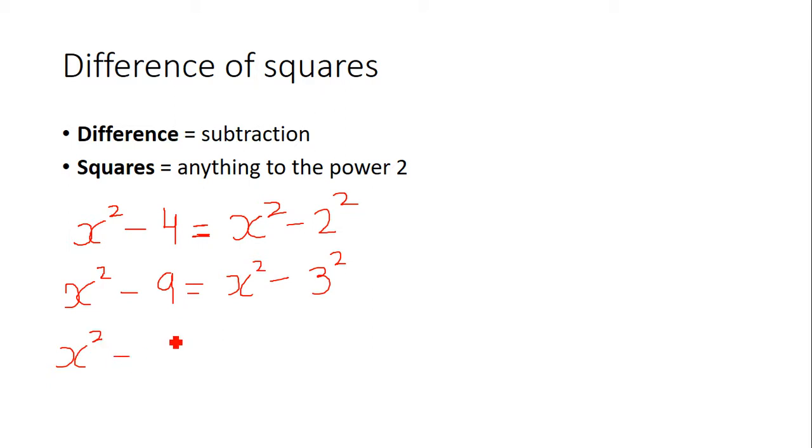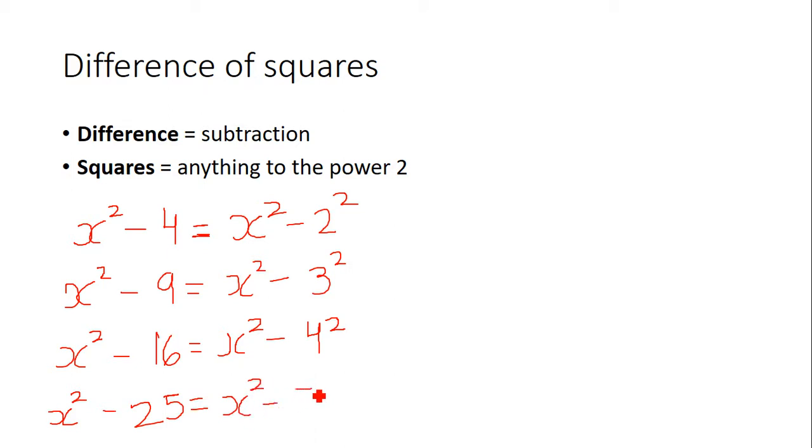Yes, we can have x squared minus 16. So it's going to be x squared minus 4 squared. Not 8 squared, since 8 times 2 is 16, not 8 times 8. My bad. x squared minus what? 25. So it's going to be x squared minus 5 squared.